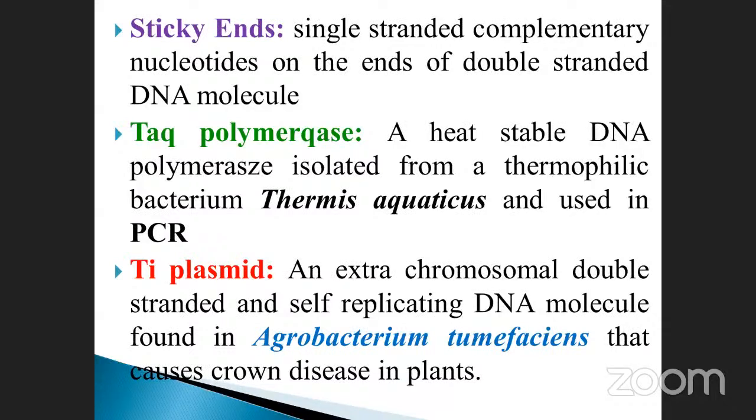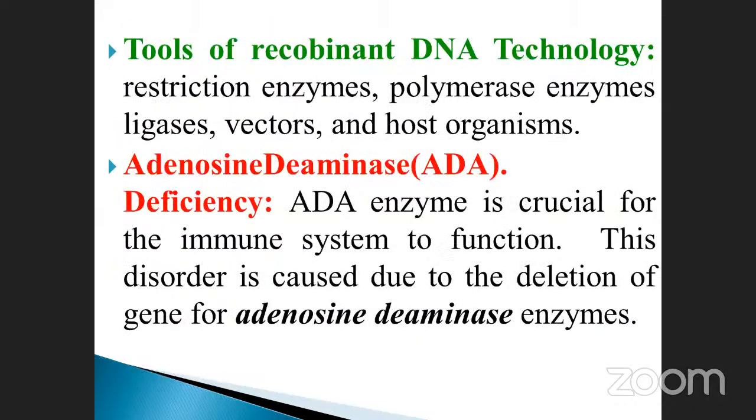And Ti plasmid, otherwise called tumor inducing plasmid, is an extra chromosomal double stranded, self-replicating DNA molecule found in Agrobacterium tumefaciens that causes crown gall disease in plants. Don't forget, crown gall disease is caused by the Ti plasmid. This is very, very important, my dear students. Agrobacterium tumefaciens. And then tools of recombinant DNA technology, also very important.